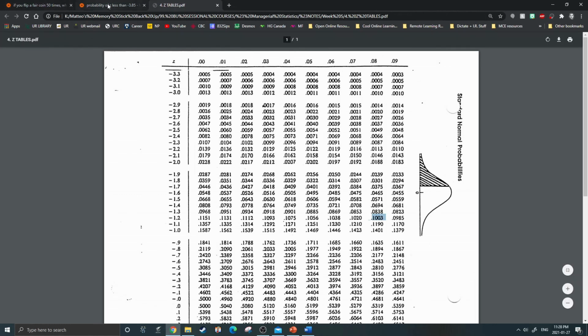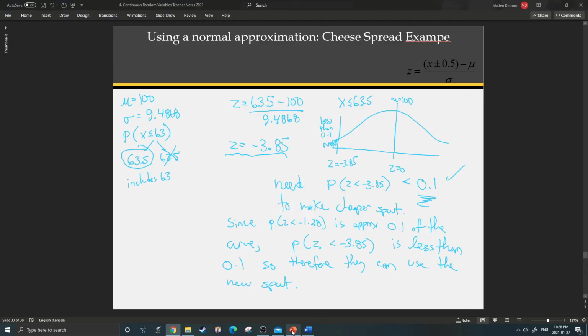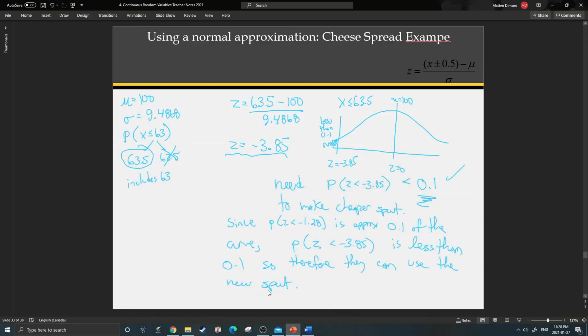So I went ahead and did that. And I just typed it in here. And the probability that z is less than this is right here. So it's 0.00005. So it's like orders of magnitude less than 1%. Okay? Neat. So, still recording? Excellent. What's next?